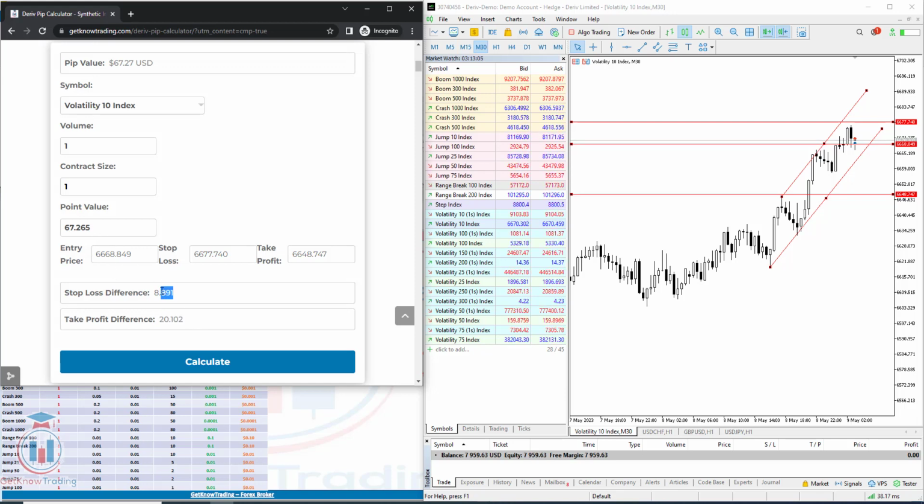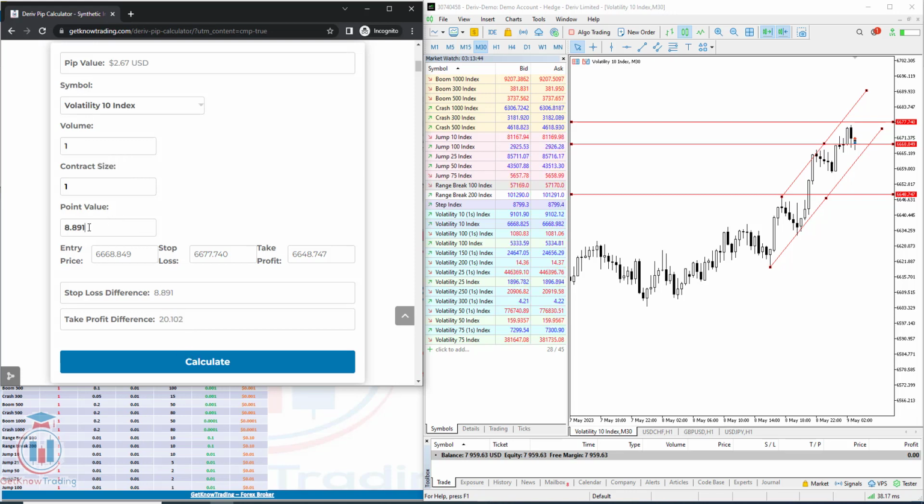So if you would like to calculate what the stop loss will be, simply copy this value here, click calculate, and you would get $8.89. And this means only if you put volume 1. If you change the volume or the contract size, you will change the value of the pip. For example, if you put here 0.3, which is the minimum volume for the Volatility 10 index, you will get $2.67. So you can calculate how much you would like to put here as a volume and how much you would like to put as a stop loss or take profit.